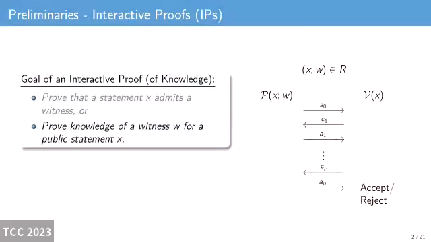So we will be considering interactive proofs, which you all know for sure, but let me quickly introduce them. These are interactive protocols between a prover and a verifier, where a prover claims to know a secret witness W for a given public statement X. And after some rounds of interaction, the verifier either accepts or rejects this claim.